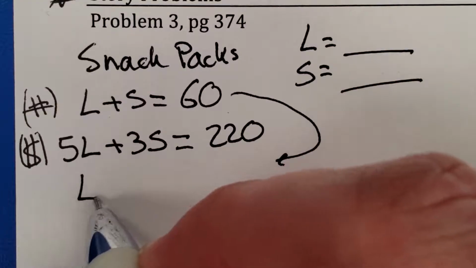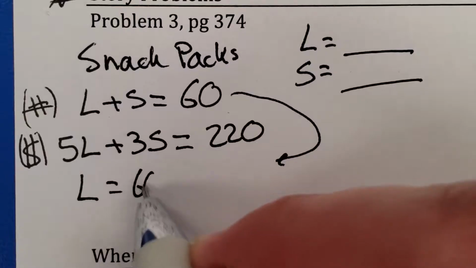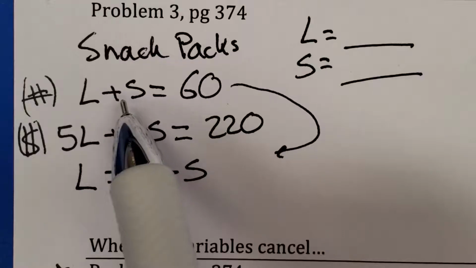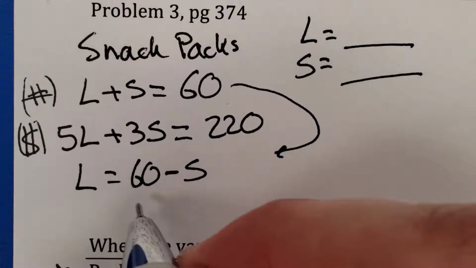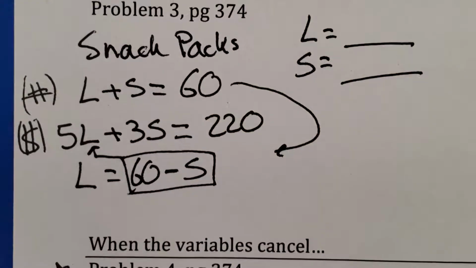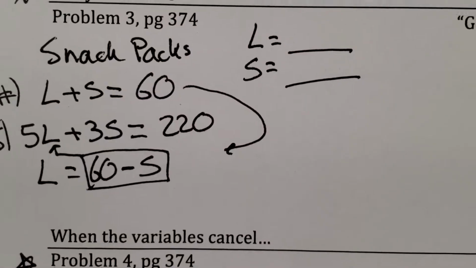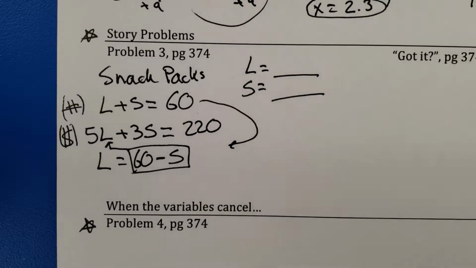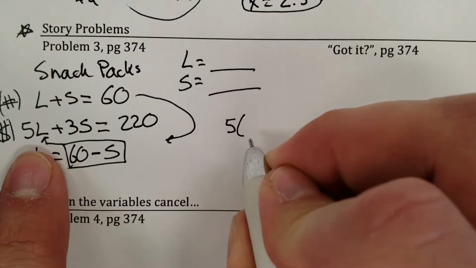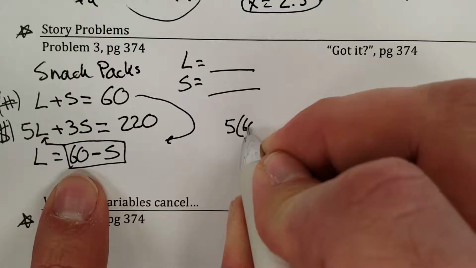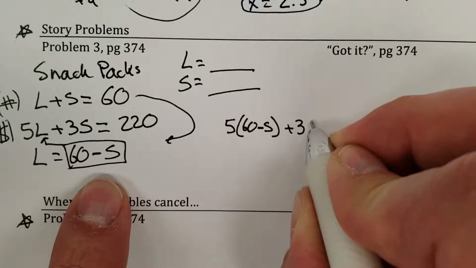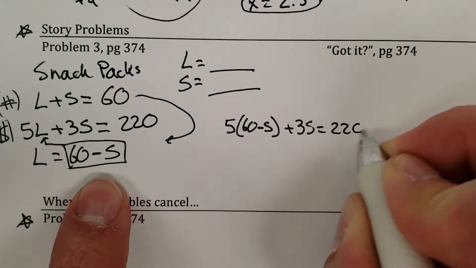The number of large snack packs would equal 60 minus the small snack packs. What did I do? I basically just moved the S over to the left side. So now L equals stuff. Stuff is going to go in for L. I'm going to zoom out a bit here, give myself some more room to write. Rewrite. Hardest part is the rewrite. 5 times the stuff that L equals. L is going to be 60 minus S, plus 3S equals 220.